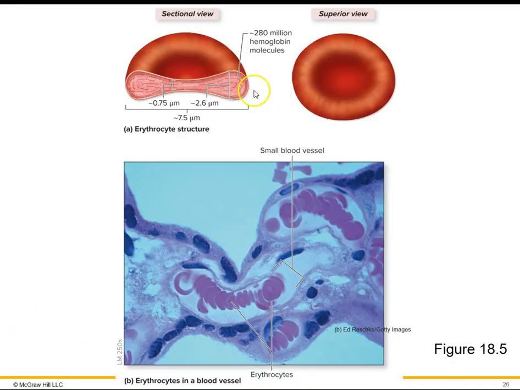Okay, so here's what they look like. If you cut one kind of down the middle here, you can see it's a biconcave disc, so it caves in from the top and it caves in from the bottom. And there's no nucleus, no organelles, just hemoglobin, chock full of hemoglobin. And this is what they look like in a blood vessel under a light microscope.